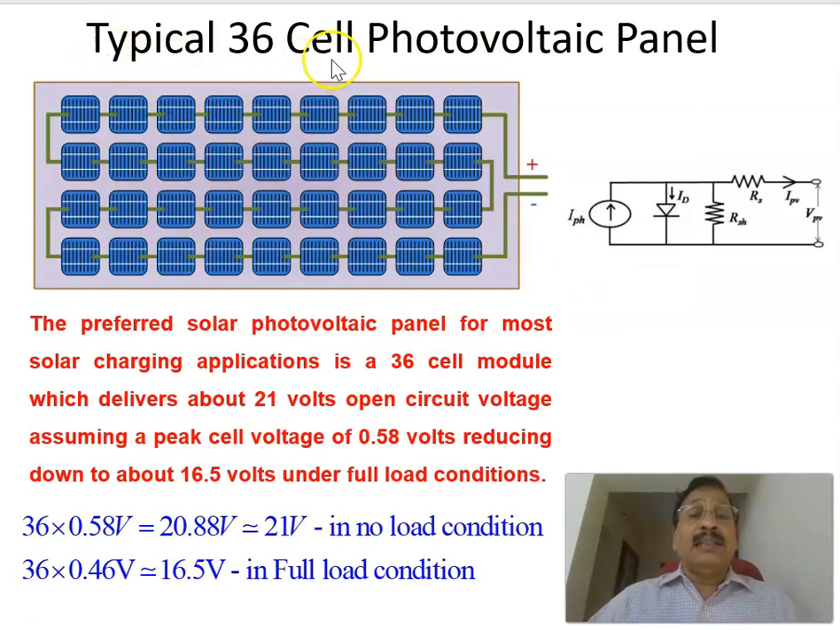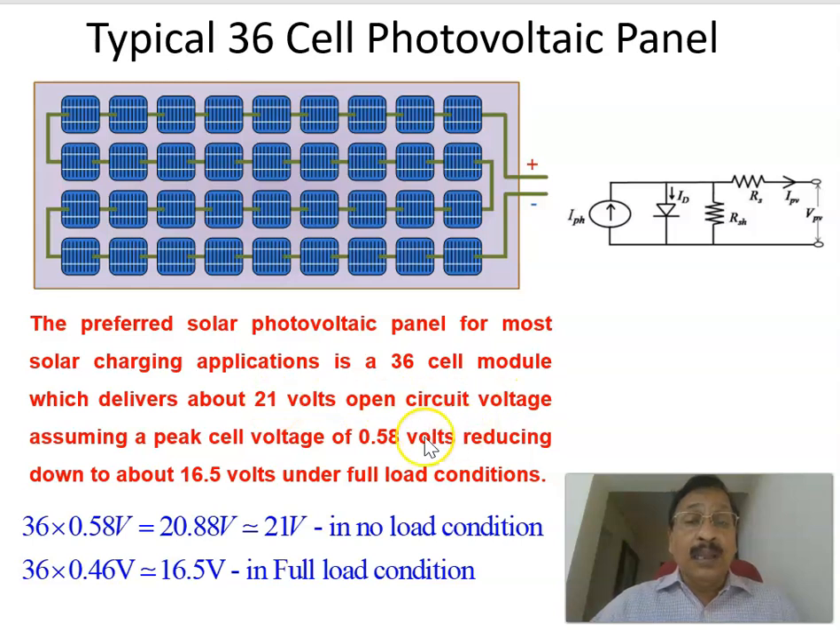Now consider a typical 36 cell photovoltaic panel in which there are 36 cells connected in series. This is the preferred solar photovoltaic panel for most solar charging applications, a 36 cell model which delivers 21 volts on open circuit, assuming a peak voltage of 0.58 volts per cell.